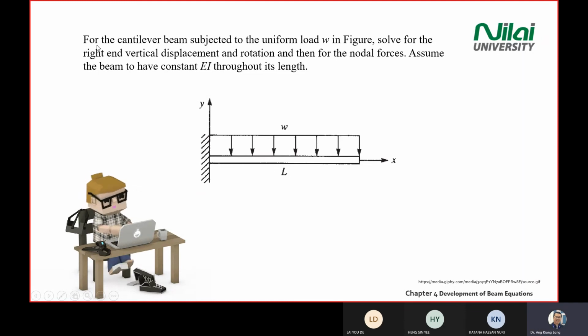For the cantilever beam, in this case, what you see is a distributed load that is uniform loading. Solve for the right end, which is here, the displacement over here, and the rotation over here, and then the nodal forces that you have in this beam. Assume the beam has a constant EI, the elasticity constant value and the second moment of area, throughout the structure. So how do we solve this kind of simple question?